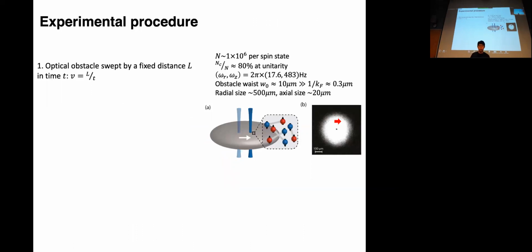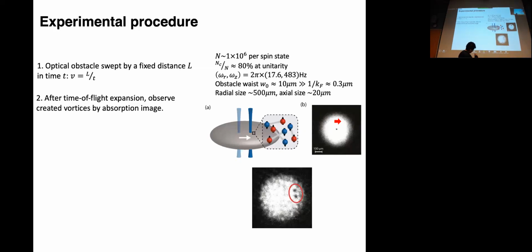The way in which we do that is we prepare our oblate superfluid sample at a given interaction strength that we want to explore. And then once the sample is prepared, we very slowly turn on a highly focused laser beam that's going to poke a hole through our superfluid sample. And then we move our optical beam, we sweep the position of it by a fixed distance L over a time t with constant velocity. And then we very slowly switch off our optical beam.